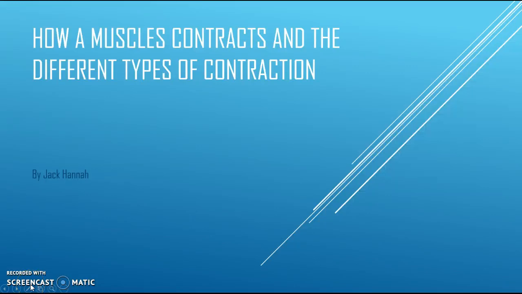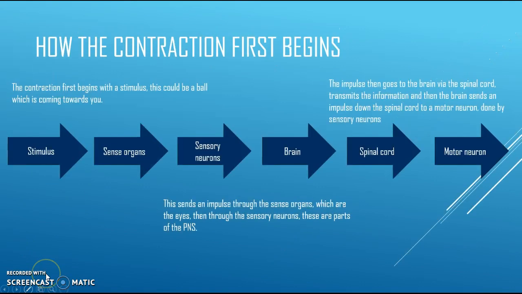Here I'll be talking about how a muscle contracts and the different types of contraction. The contraction first begins through a stimulus. This could be a ball which is coming towards you. The stimulus then sends an impulse to the sense organs. This is the eyes. This is done through the sensory neurons, which then send an impulse to the brain.